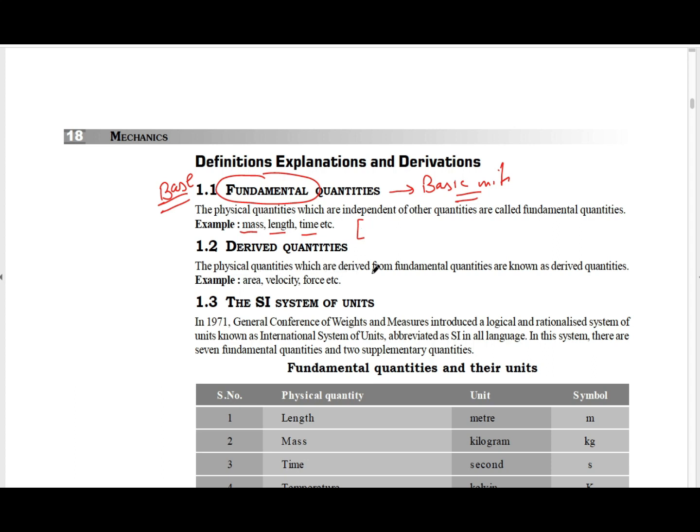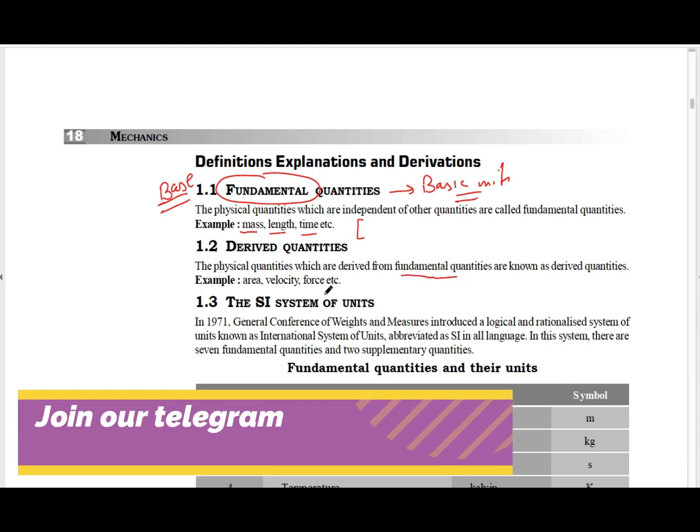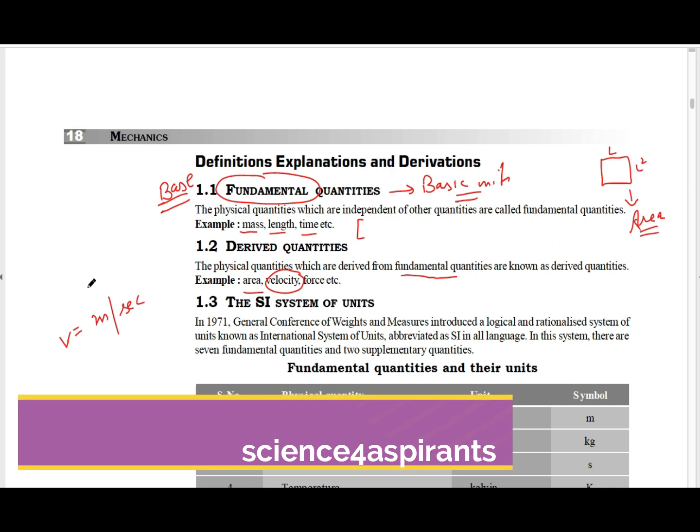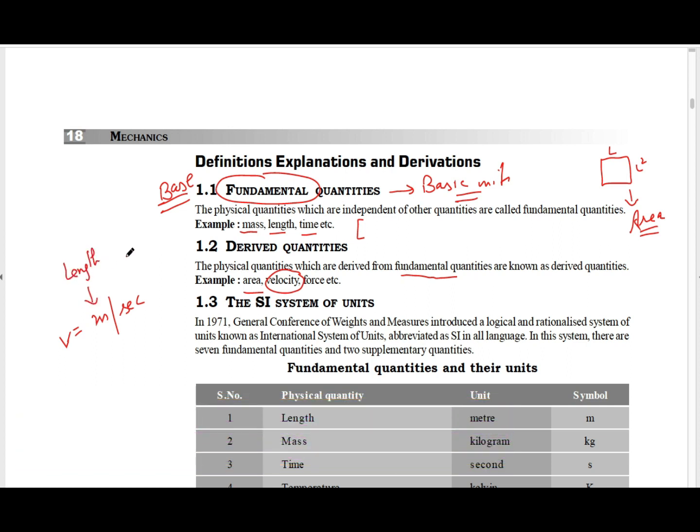And derived quantities are derived from fundamental quantities, and an example is area, like the area of a square is length square. So here length is the fundamental quantity, while the area which can be derived from this fundamental quantity is known as the derived quantity. Similarly, velocity is equal to meter per second. Here meter is the unit of length, and second is the unit of time. So both length and time are fundamental quantities, and the velocity is derived from these fundamental quantities. Therefore velocity is a derived physical quantity.